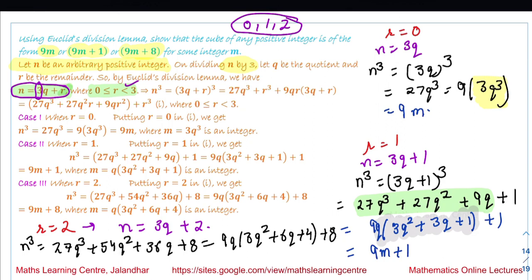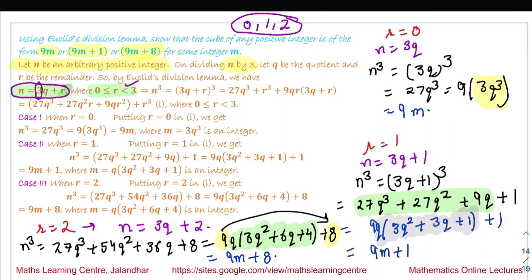Why are we not writing this 8 in other form? Because it is already less than 9. If suppose in place of 8 it is say 11, then we would have written it as 9 plus 2, because we have to take 9 common from it. So this 8 is already less than this 9. So when we substitute this q into 3q square plus 6q plus 4, we substitute this value equal to m. So the final answer that we will get is 9m plus 8.